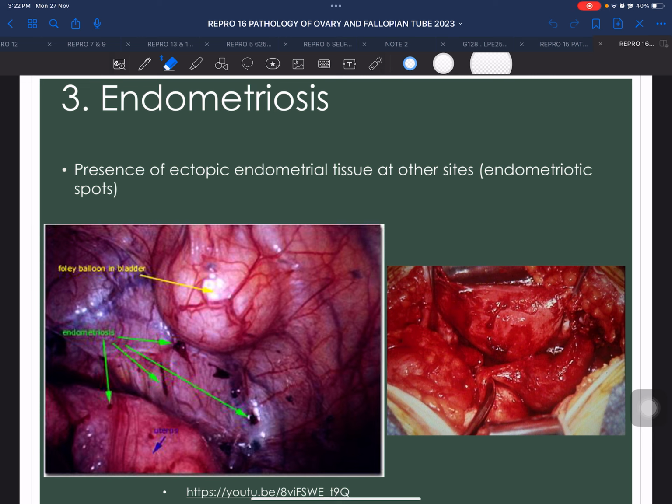So what you see is a cystic lesion containing chocolate-like material. So it appears brown, dark brown, due to old blood. The contents are due to old blood.